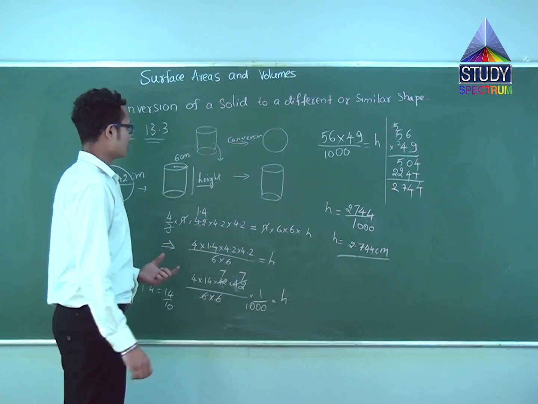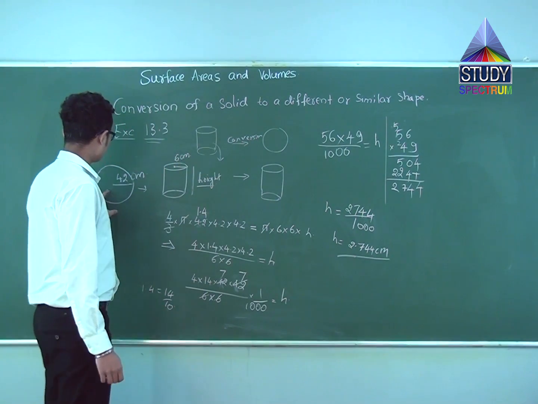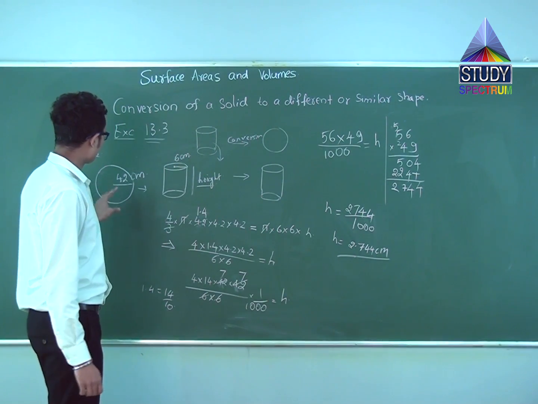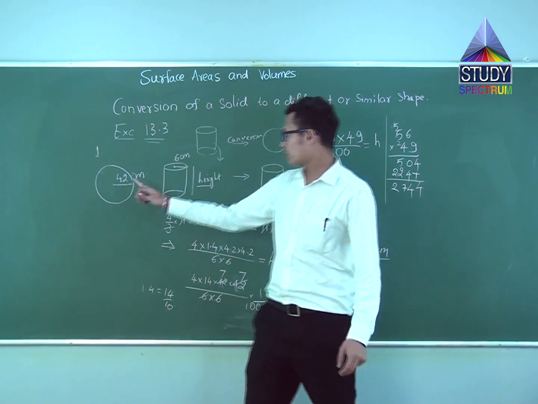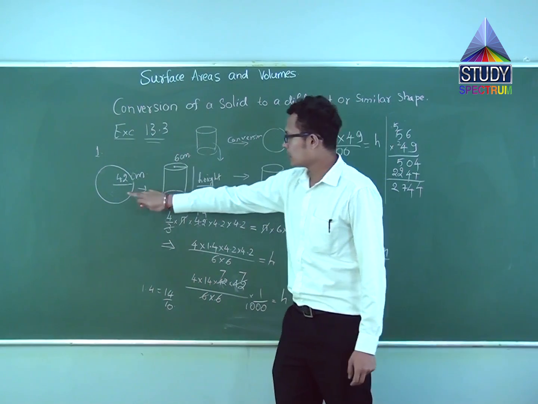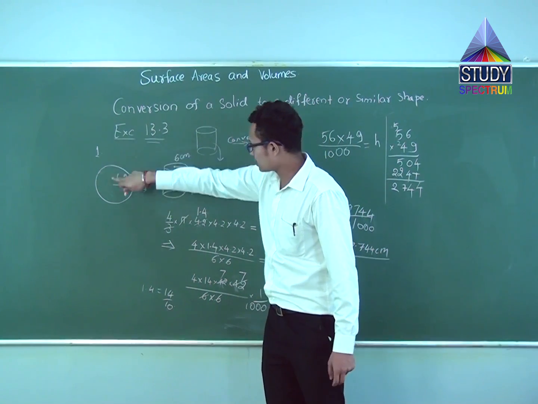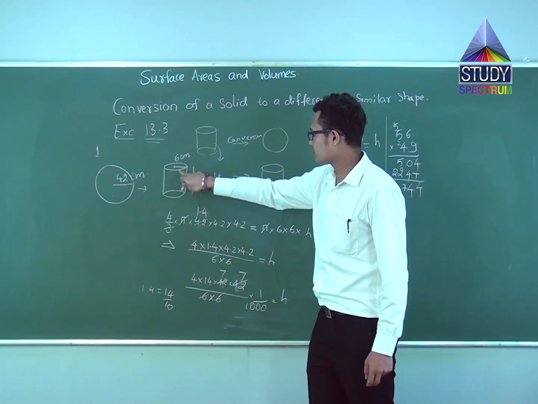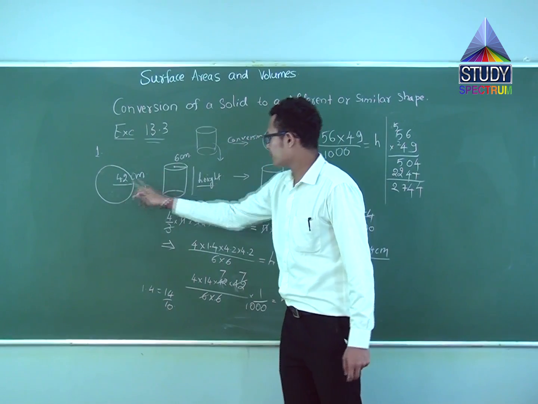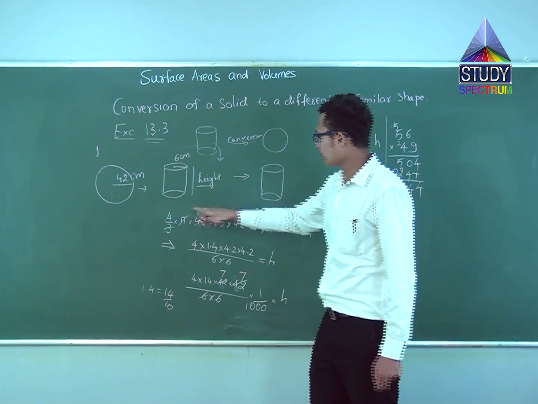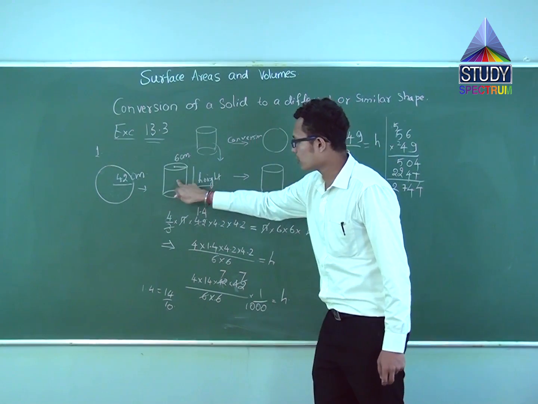Just a recapitulation of the problem now. We solved this question, and now I am giving you a short summary. The sphere was converted into a cylinder. We had the dimensions of both objects: 4.2 centimeters is the radius of the sphere, and 6 centimeters is the radius of the cylinder. We are supposed to find the height. According to the law of volume conservation, the volume of the sphere equals the volume of the cylinder.